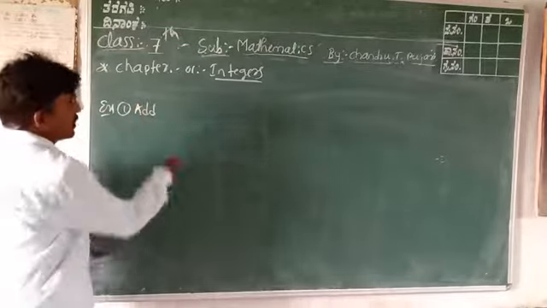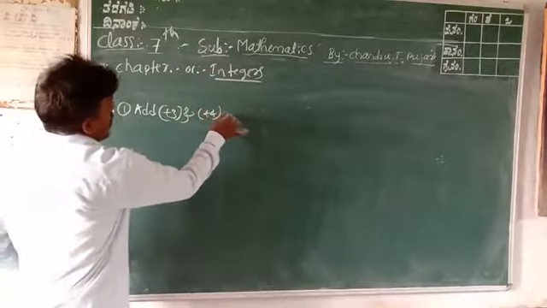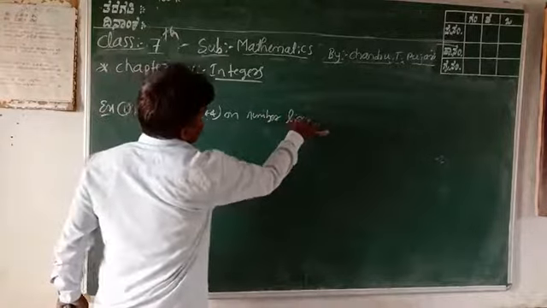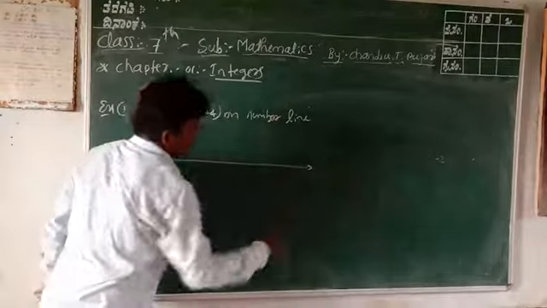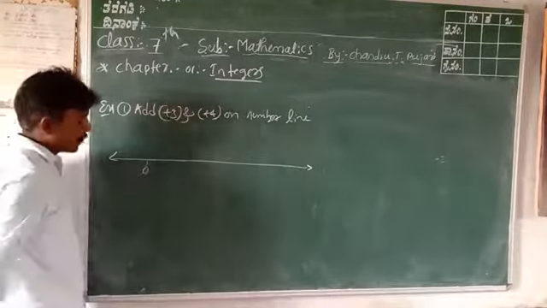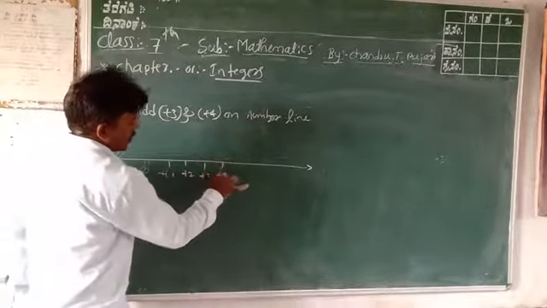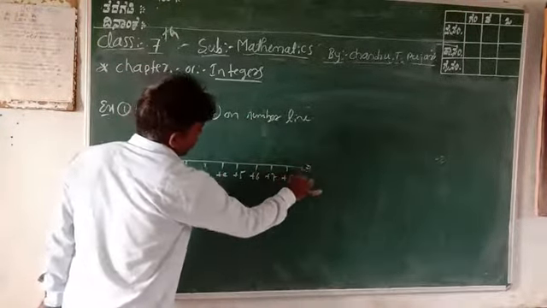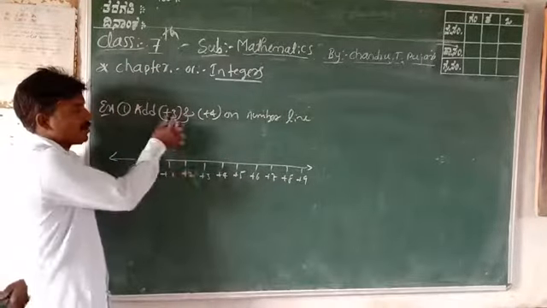Add plus 3 and plus 4 on the number line. Got it? Okay, we can draw the number line. 0. Any negative numbers here? No negative numbers. Only positive: 0, plus 1, plus 2, plus 3, plus 4, plus 5, plus 6, plus 7, plus 8, plus 9, and so on. First of all, plus 3.